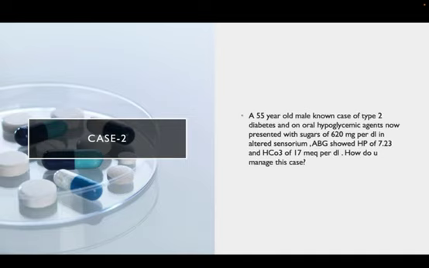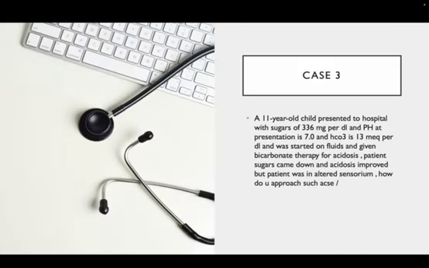You should always treat that cause also while you are treating a DKA case. So that is also very important in managing a diabetic ketoacidosis case. So case 3: an 11-year-old child presented to hospital with sugars of 336 milligrams per deciliter and a pH at presentation of 7, bicarb is 13 milliequivalents per deciliter, and was started on fluids and given bicarbonate therapy for acidosis.